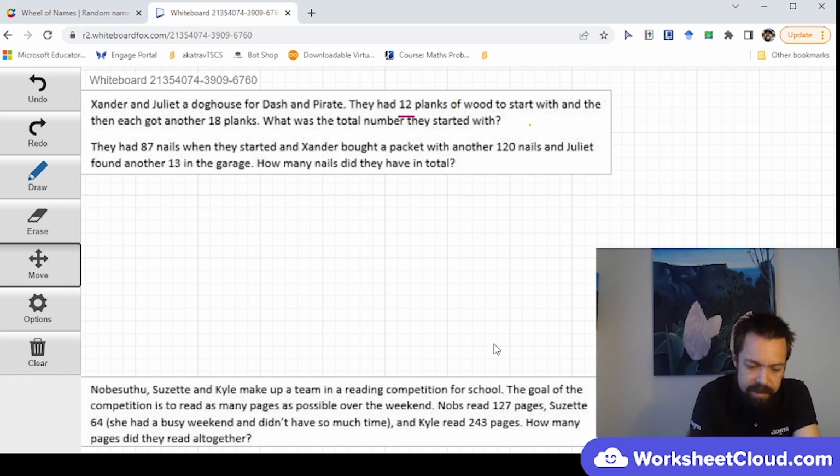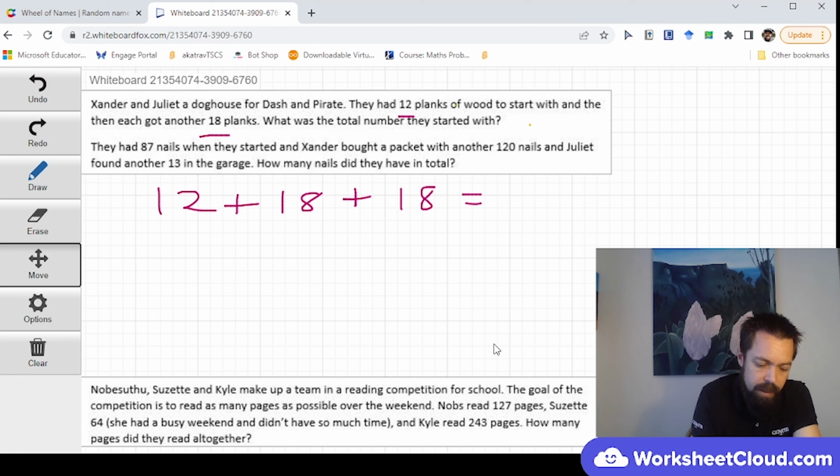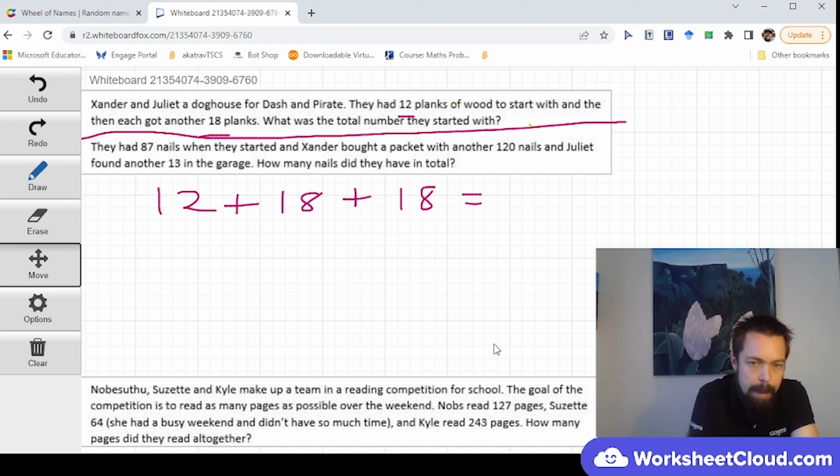All right. Okay, so they build a doghouse for the dogs. They had 12 planks of wood to start, and then each of them got another 18 planks. So if each of them got 18, then there'll be 2 sets of 18. So my number sentence will be 12 plus 18 equals. All right, this is divided into 2 problems. The other one's to do with an L. So let's cover this one first.